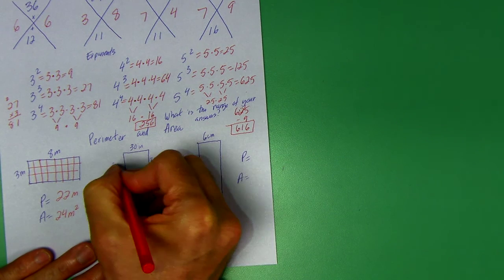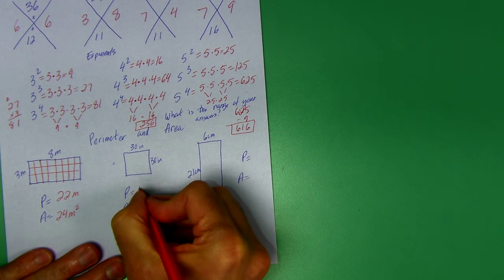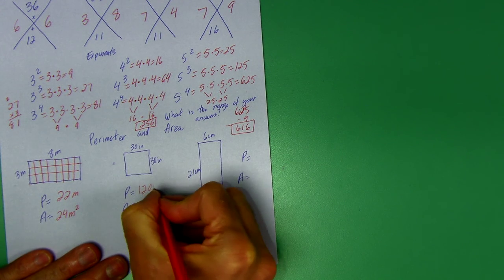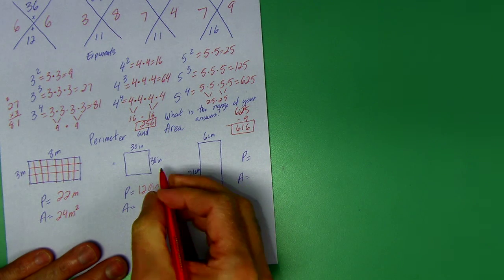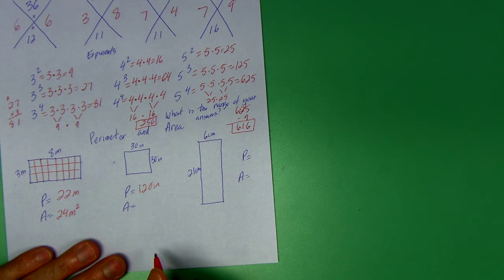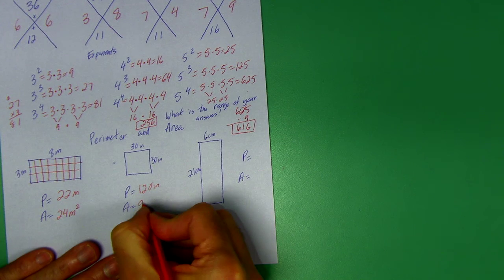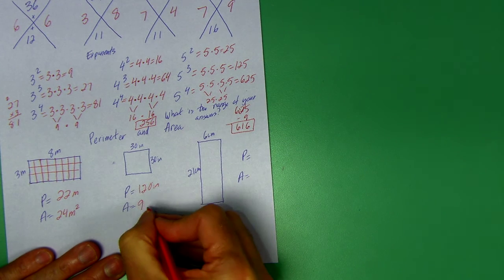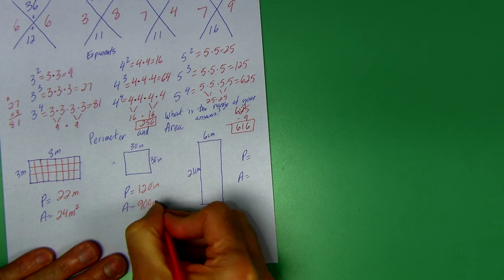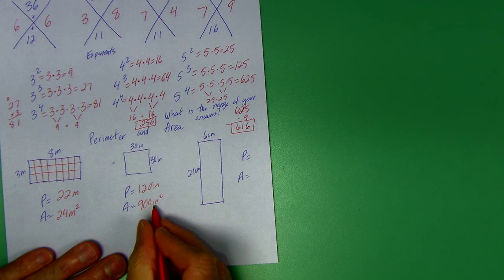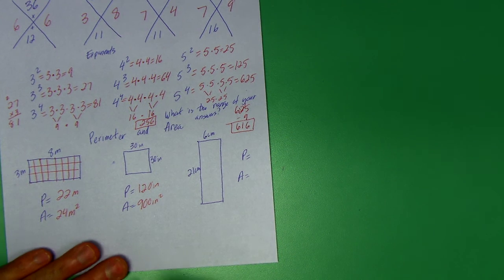Okay, back to this. 30 and 30 and 30 and 30. 120 inches is the perimeter. And 30 times 30, that's a basic fact, right? 3 times 3 with 2 zeros. 900 square inches. Again, I'm doing that. You're going to learn why that works later.